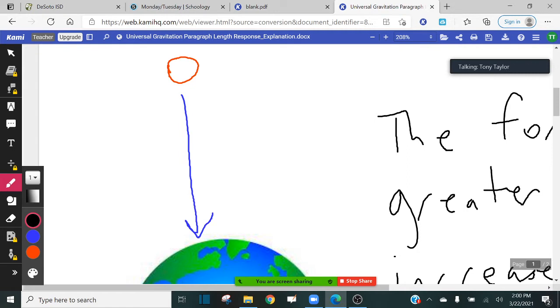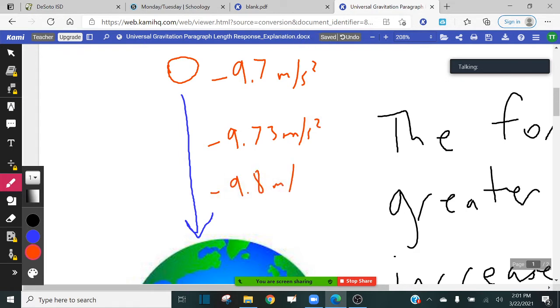But anyway, guys, here's the point. When the ball is up high, its acceleration may be around 9.7 meters per second squared. As the ball falls and gets closer to the Earth, because the force gets stronger, that acceleration picks up. So at some point, it might be somewhere around 9.73 meters per second squared. If it keeps falling, it might be around 9.8 meters per second squared. And as it gets closer and closer to the Earth, it might be around 9.82 meters per second squared.